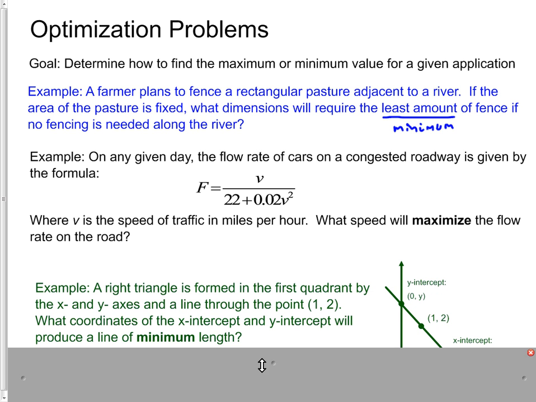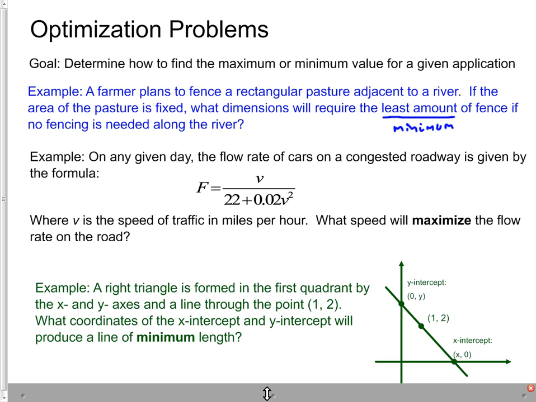Here's another situation, an interesting mathematical one anyway. A right triangle is formed in the first quadrant by the x and y axes and a line through the point (1, 2). We might ask, what coordinates of the x and y intercepts will produce a line of minimum length? So we would want to be able to find a minimization. Minimization, maximization, this is our goal. How do we handle problems like this?